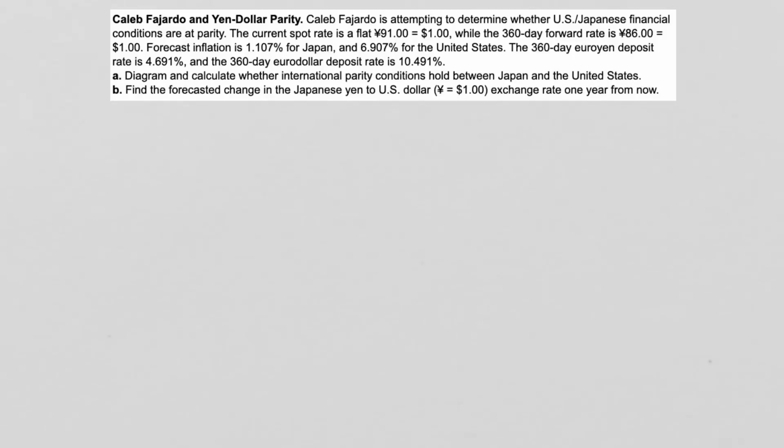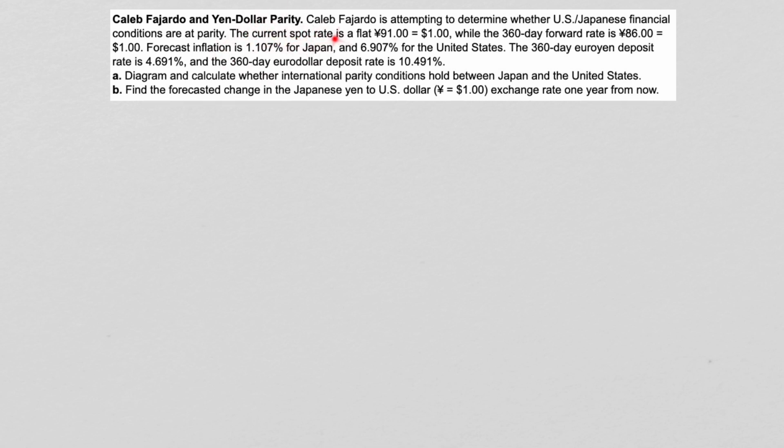Here we're being asked to look at international parity conditions. So we've got an individual named Caleb, and they are attempting to determine whether US and Japanese financial conditions are at parity. And so we've got some data to work with here, some assumptions.